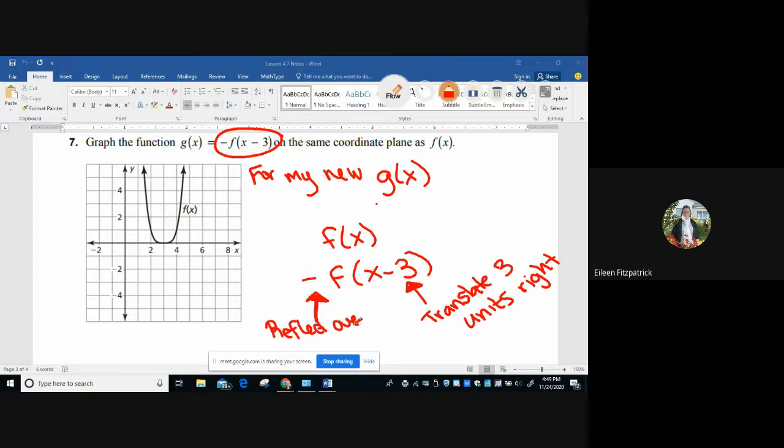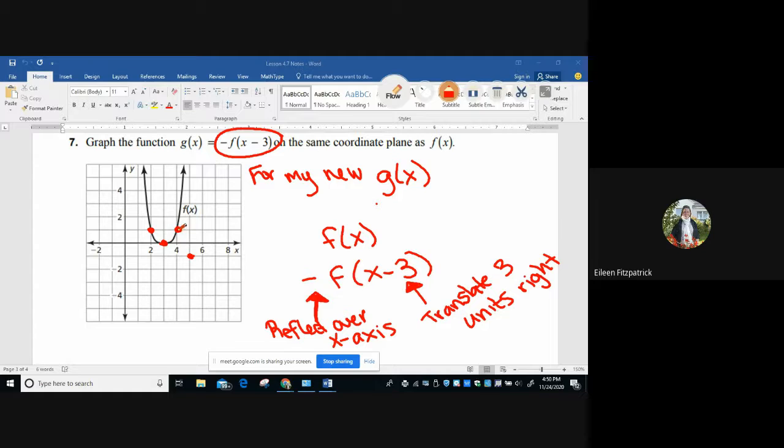Reflect over the x-axis. So if I plot a point or two, maybe I talk about this point here and this point here. I'm going to move each point 3 units to the right and then flip it over the x-axis. So move this point 3 units to the right, 1, 2, 3, and then flip it over the x-axis.